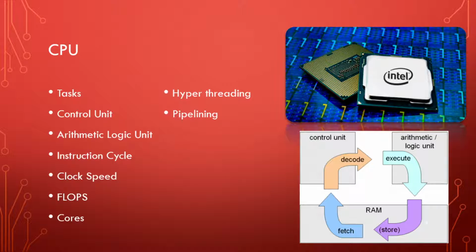So on top of the cores is the clock speed. And this is going to have traditionally two numbers to it. You're going to have a base clock speed and then a boost clock speed. The base clock speed is what it will run at 24/7 traditionally across all your cores.